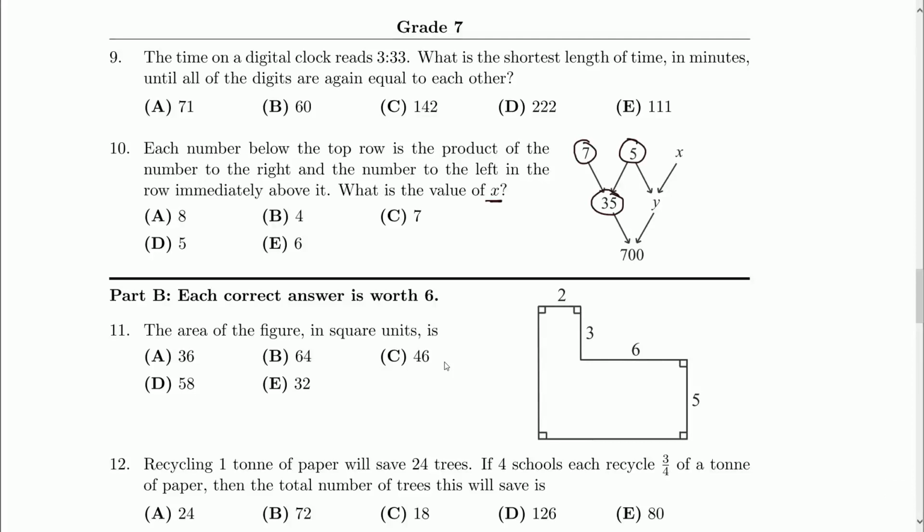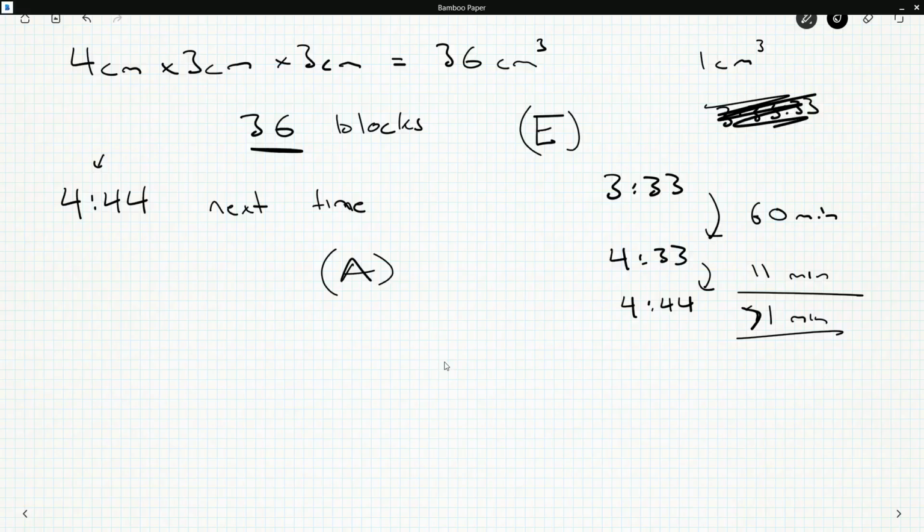So if we read the rest of this, we can see, all right, we've got 700 down here, so it must be 35 times y. What's y, you might ask? Well, y is below two numbers, so it should be 5 times x, and x is exactly what we're looking at trying to solve. So what could we do?